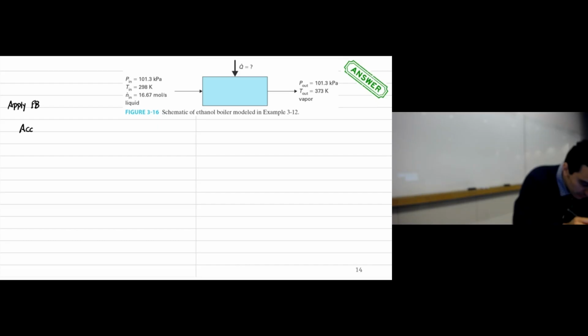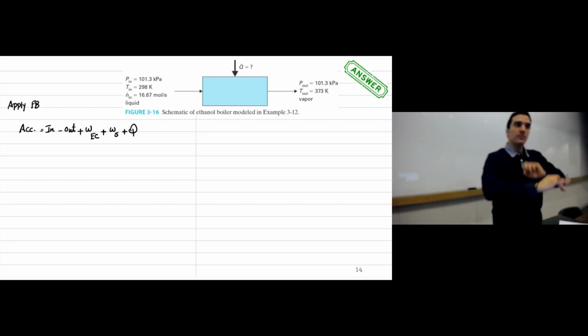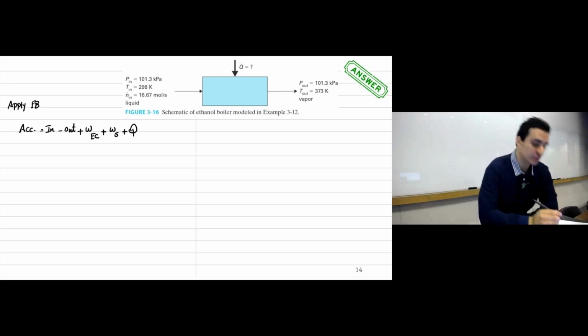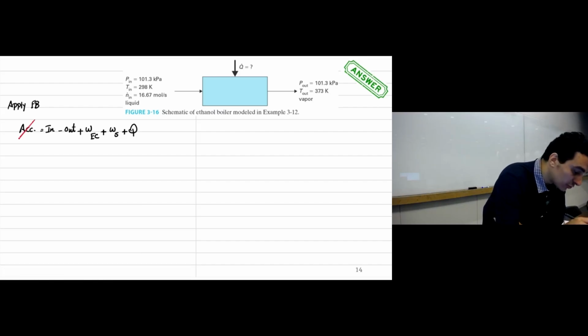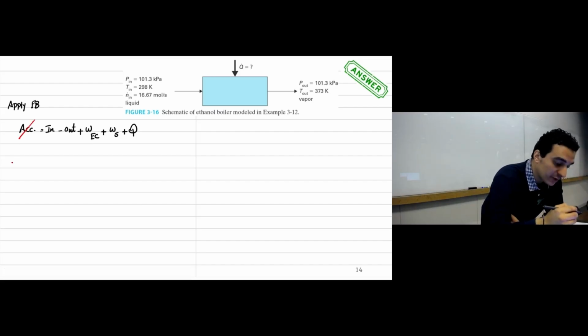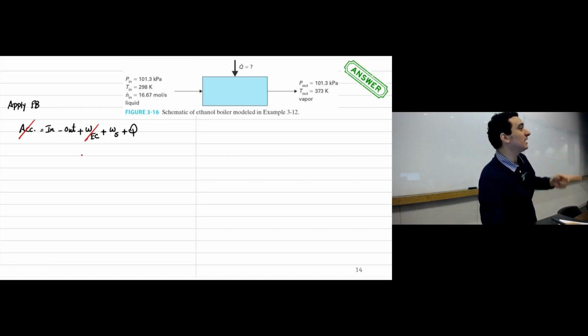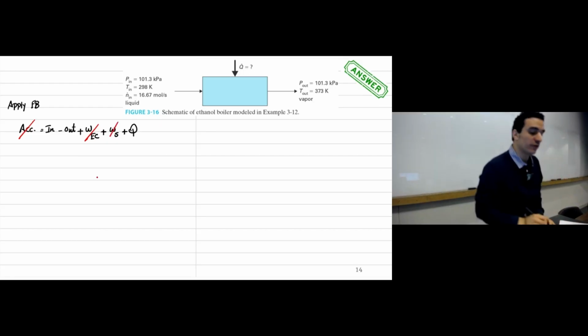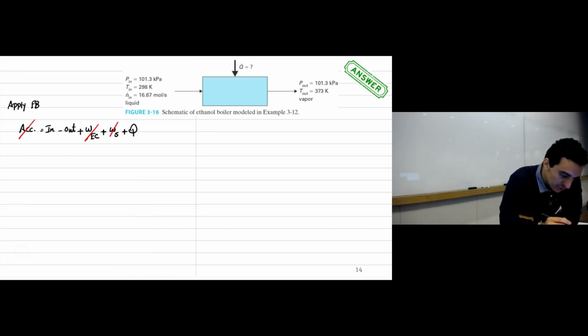So we have accumulation equal in minus out plus work of expansion contraction plus shaft work plus Q. This is the general form of the energy balance. Always start with this, then see which terms will be cancelled. We have a steady state boiler, so accumulation is 0. We have no expansion contraction, we don't have any changes in the total volume. We don't have any rotating or moving part, so we have no shaft work. So basically this equation gives you the Q that you need to find.